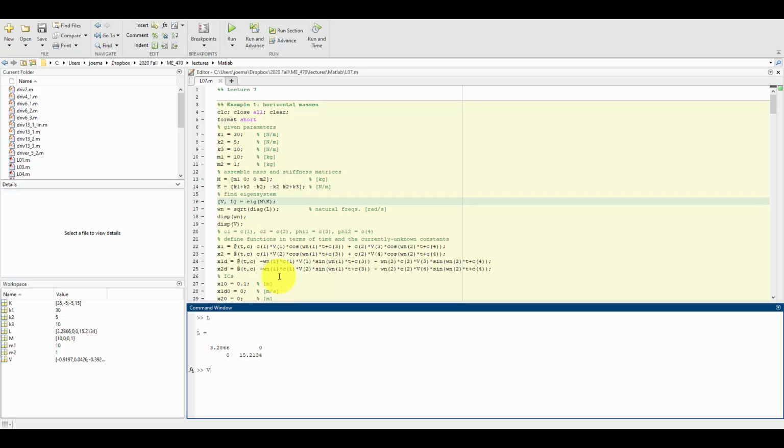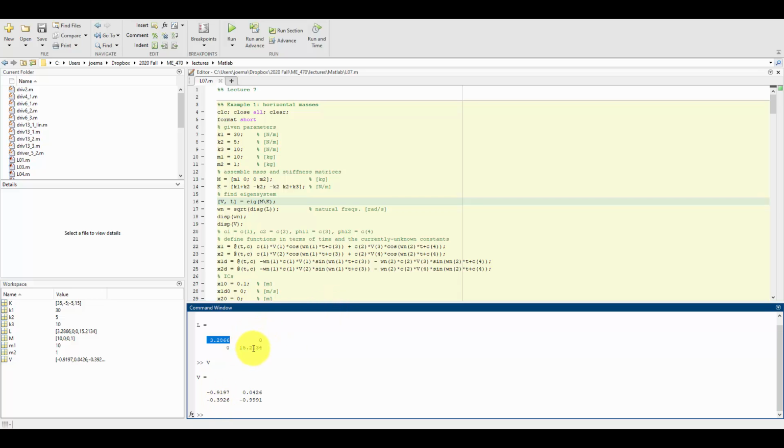V is my eigenvectors. And we see that V is actually a 2x2 matrix. It is containing both of the eigenvectors. If we look at the arrangement, this first value up here in L, the 3.28, which we take the square root of to get the 1.81, is associated with the first column of V. So the first column of V is the first eigenvector associated with the first natural frequency as it comes out of MATLAB. We might need to rearrange it to put it in ascending order.